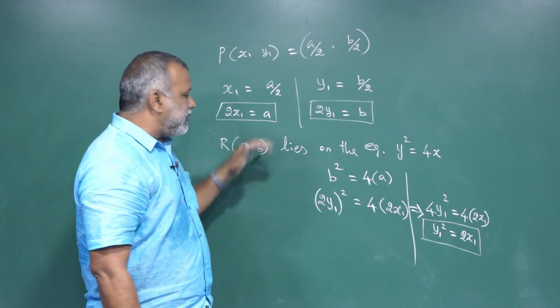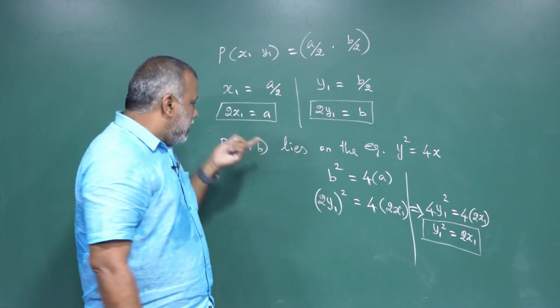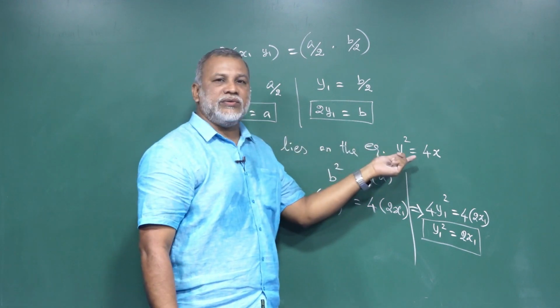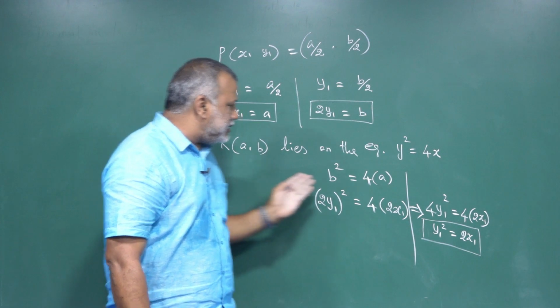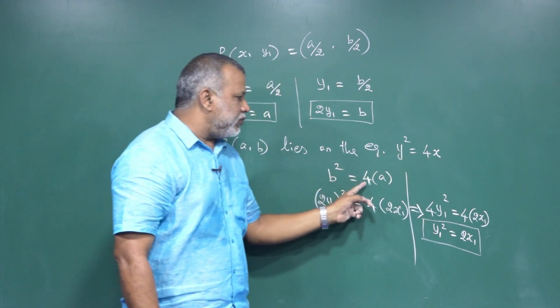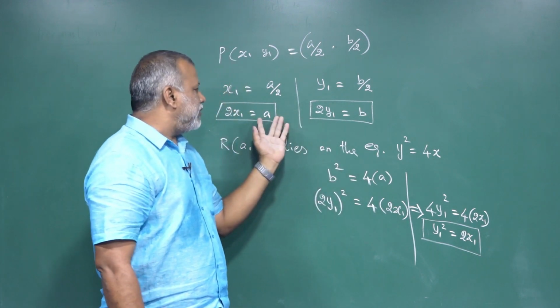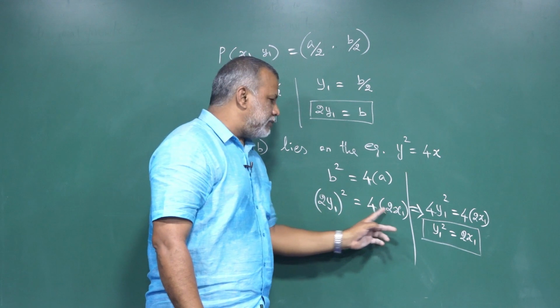The point R of a comma b is an unknown point. We are selecting the name R of a comma b. This point lies on the equation y squared equal to 4ax. Therefore, this a comma b is replaced in terms of x comma y. Y becomes b squared by 4a. Just substitute the values of a and b here, then 2y1 the whole square equal to 4 times 2x1.